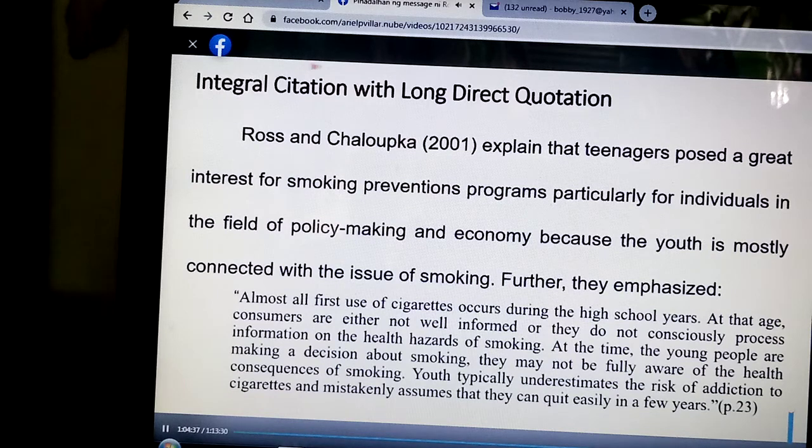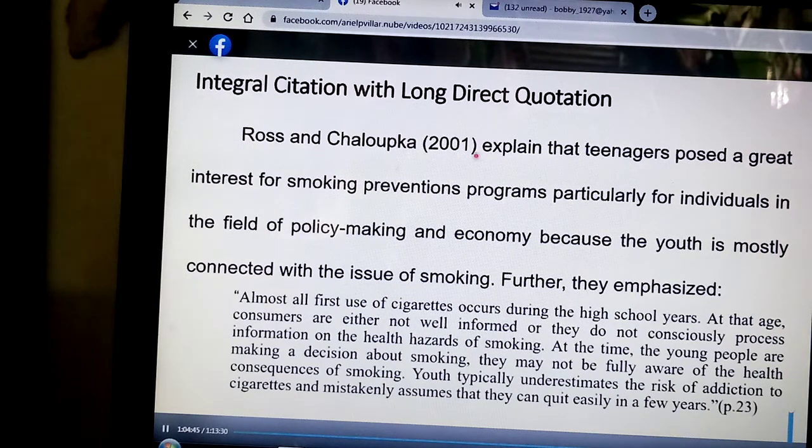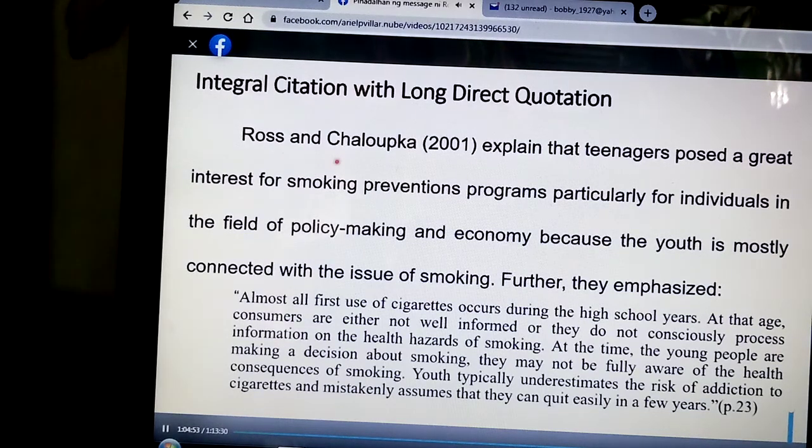So, integral citation with long direct quotation. Nag-apply tayo ng integral. Eto, Ross and Chalupka. See, nakita nyo, nag-integral citation tayo by mentioning who is the author, tapos yung end niya, spelled out as A-N-D. Etong part na to, pinaraphrase natin yung sinabi niya doon sa paragraph. So, own words natin to. Explain that teenagers pose a great interest for smoking prevention programs, particularly for individuals in the field of policymaking and economy because the youth is mostly connected with the issue of smoking.